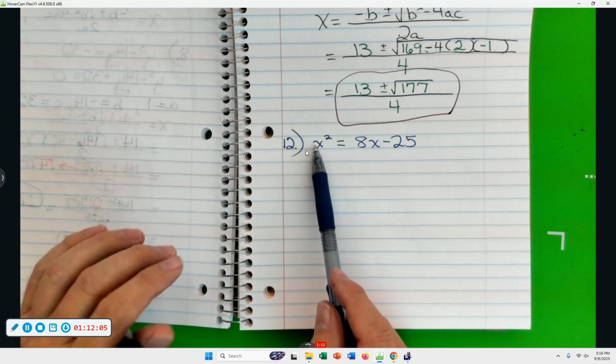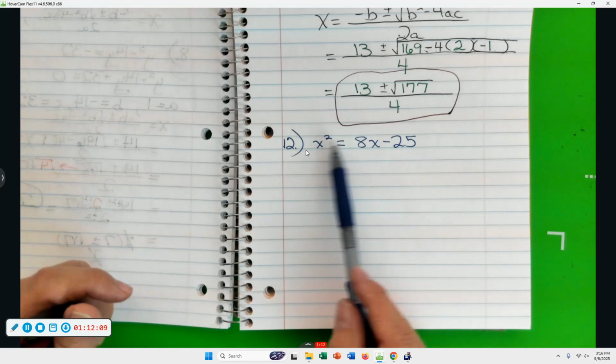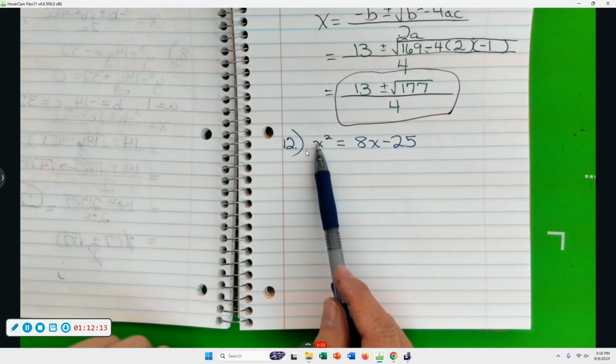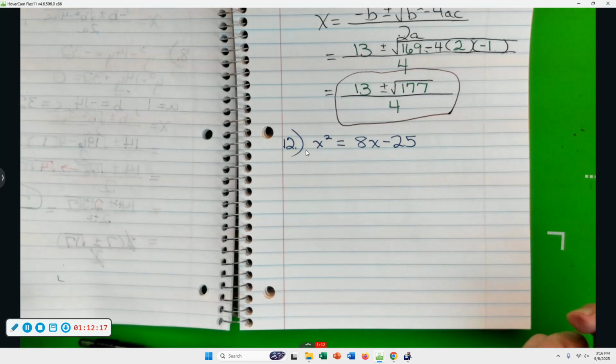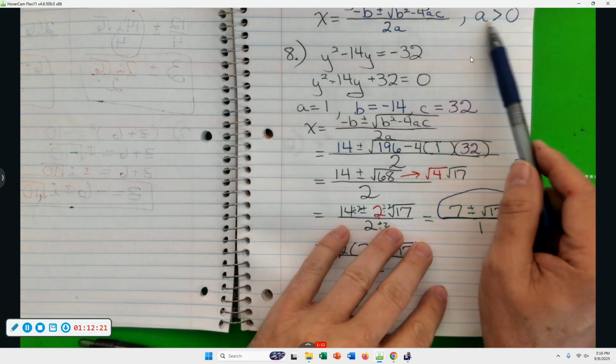I'm just going to move the x squared term over to the right, because if you do, then you're going to have a negative in front of that x squared. Remember I said, it's true for factoring also. You want that a value to be positive.